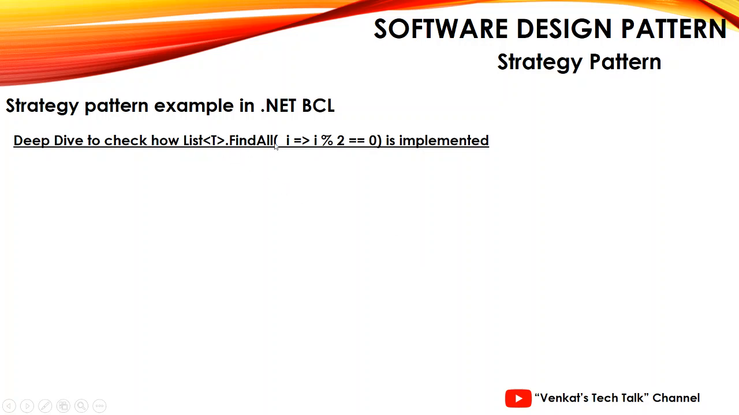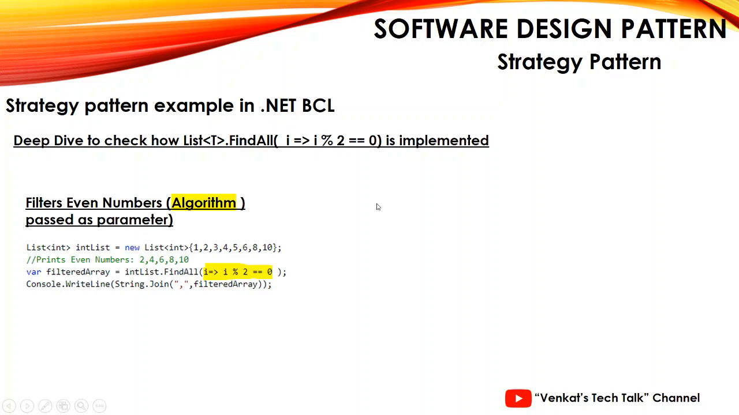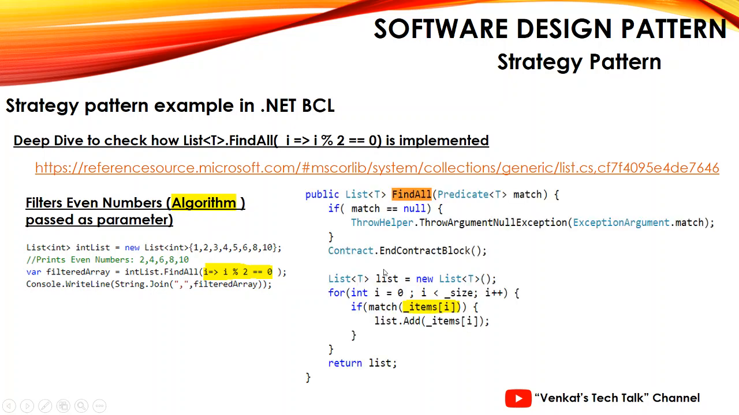List of T dot FindAll, and this predicate is implemented. So this is our code logic, and let us look at what the source code of FindAll looks like. This is available at referencesource.microsoft.com. This is the bookmark page where you can go and look at the complete .NET Framework source code. You can find all the methods and all the parameter implementations to see how all the functions are implemented.